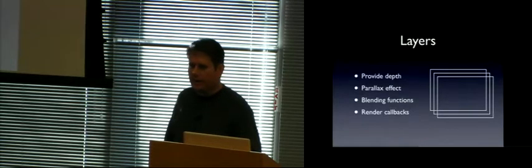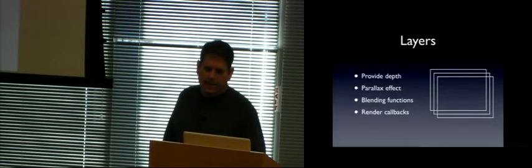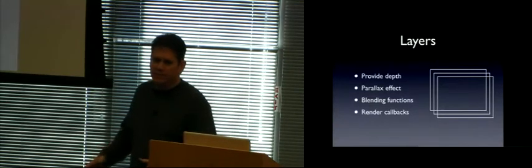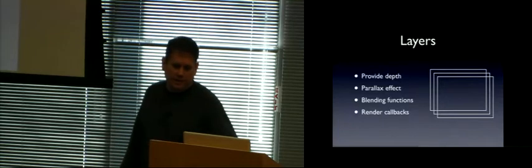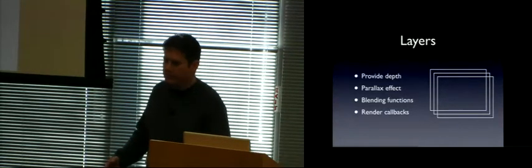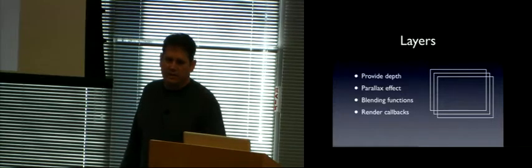This allows you to do things like a parallax effect, where you have the background moving at a different rate than the foreground characters, so that it gives you a sense of motion. Layers support blending functions. I'll talk more about that. So you can do all kinds of blending effects to get neat effects with your graphics. Layers are also the mechanism that allows me to add a thing called render callbacks, which allow you to actually invoke direct Objective-C code or C code or C++ code to render a specific layer.